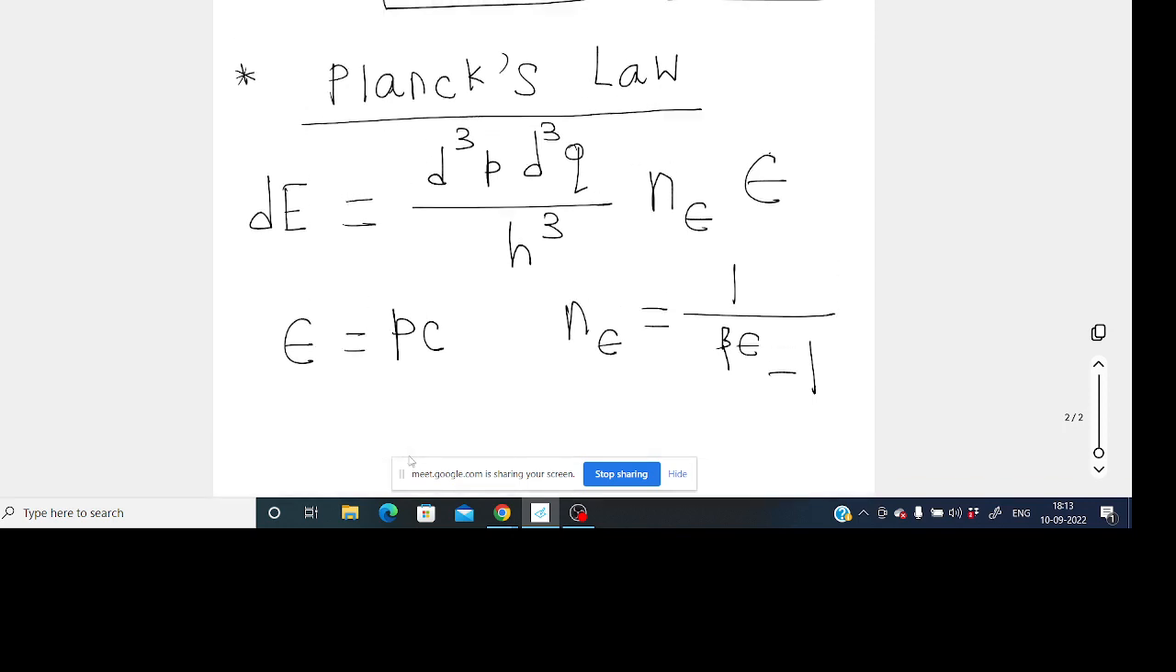Now we'll integrate this equation over the entire space. Then what will we get? This is a free particle, so there is no space coordinate dependence, I mean x y z dependence, in epsilon. Then we'll just integrate this term. So d3q gives V, where V is the volume. So if we integrate it and write dE, then it will be V.